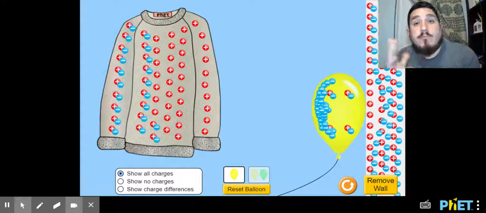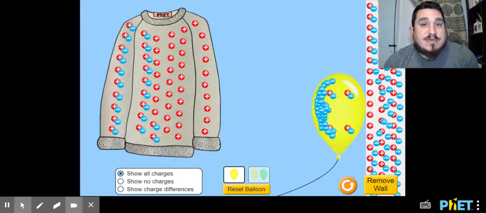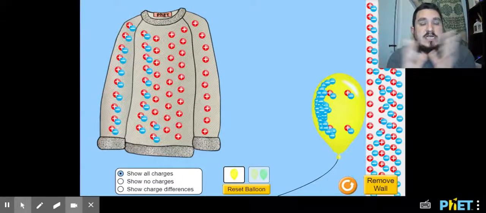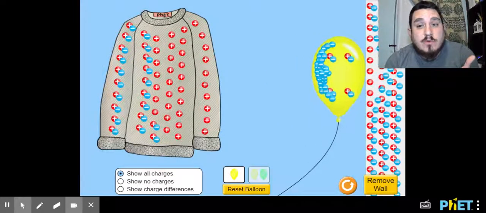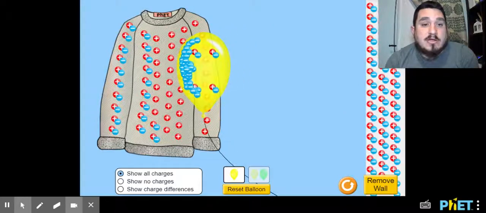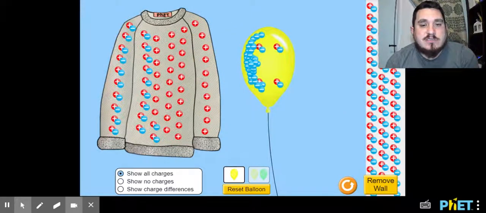Now, we are not removing electrons or anything from the wall itself in that situation. We are inducing a charge on the wall by moving those electrons, causing those electrons to go away for a little bit. So this balloon can be attracted to neutral surfaces like the wall, or it can be attracted to other surfaces like the sweater.